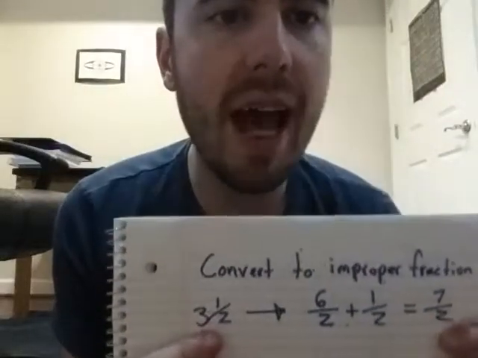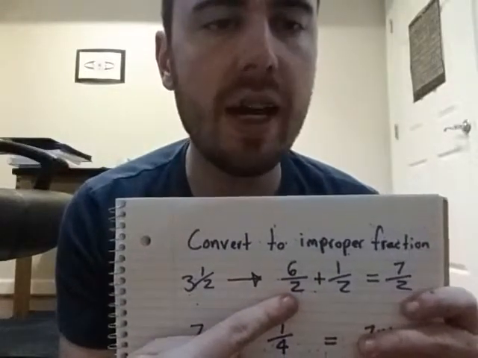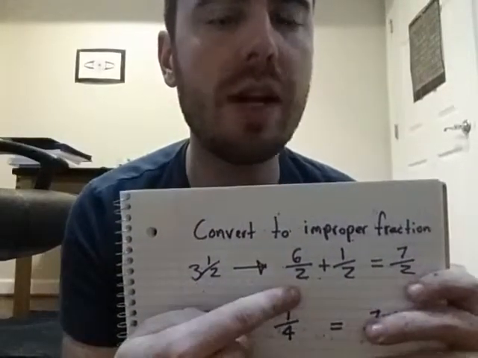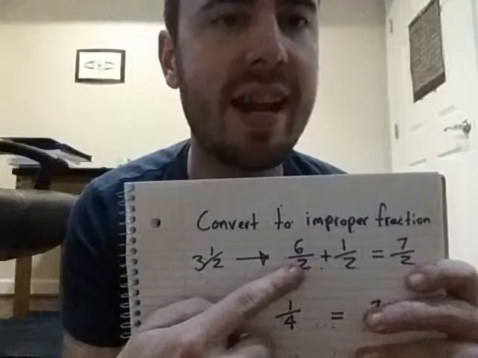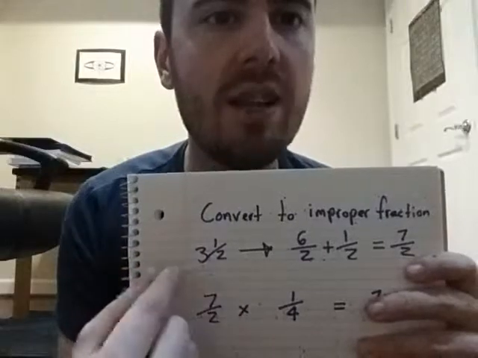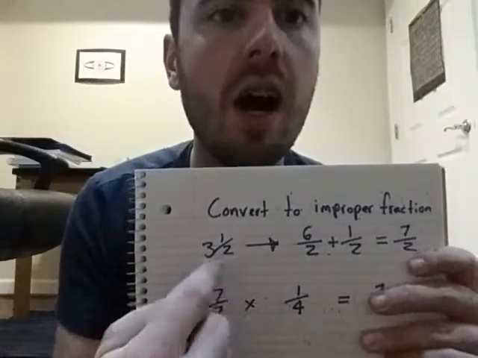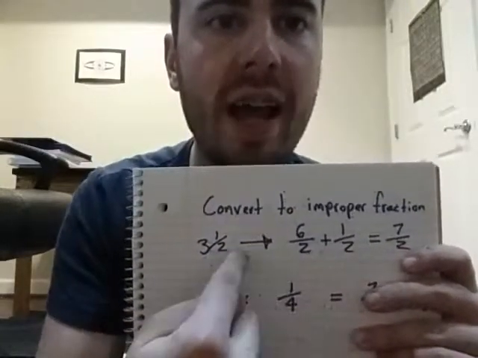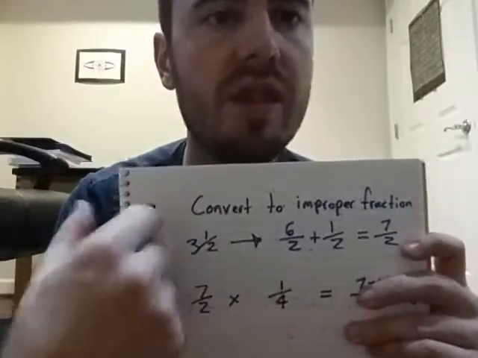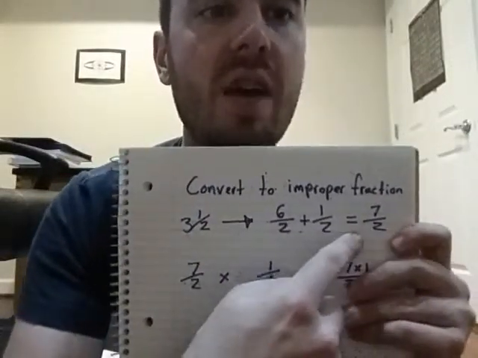I take my 3 here, and it is going to become 6 halves. So now instead of 3, I have 6 halves. That's equivalent to 3, and we know because if we divide 6 by 2, it's 3. It's the same thing, just written as a fraction. And our 1/2 portion from here, we're just going to add to the 6 halves. 6 halves plus 1/2 is equal to 7 halves, okay? So our mixed number, 3½, is the exact same thing as 7 halves.